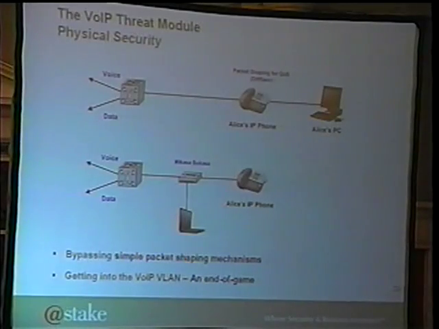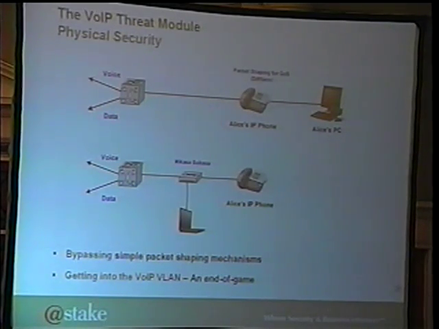So if we look at an example, some manufacturer has an IP phone which has two Ethernet jacks. It's basically for hooking up your PC to the IP phone and providing some simple packet shaping mechanism. Basically, your voice calls, your signaling and voice data will get different quality of service than your computer's data. It's a nice packet shaping ability, but guess what?